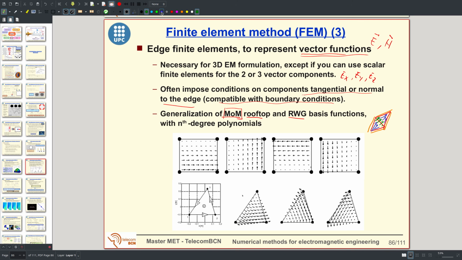In fact, vector finite elements are more general because they can discretize the unknowns with polynomials of any degree, and we can consider that method of moments rooftop and Rao-Wilton-Glisson are just a particular case using first and zero order discretization of the unknown. But with finite elements we have more degrees of freedom, and using polynomials we can write a systematic formulation to have higher order finite elements.